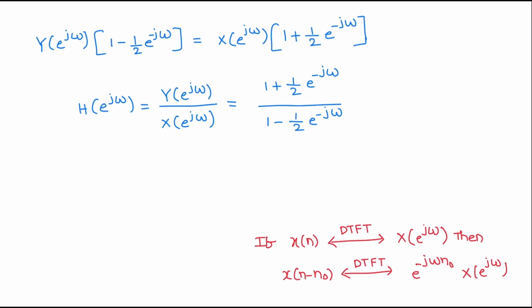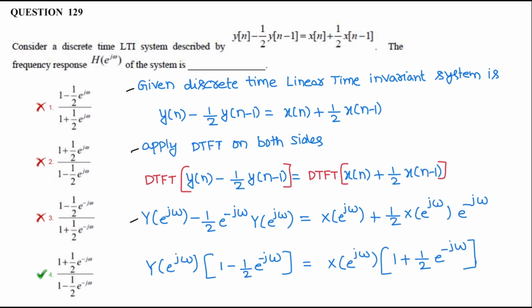This is a note. Time shifting property: x of n minus n naught is e power minus j omega n naught into x of e power j omega. Using this time shifting property, we need to solve this question. The correct answer is option 4.